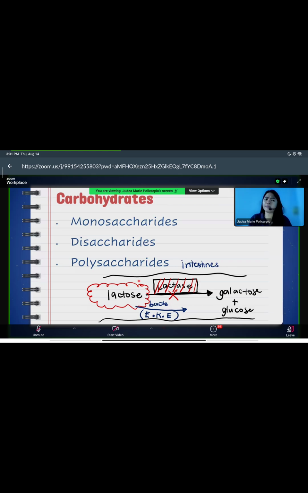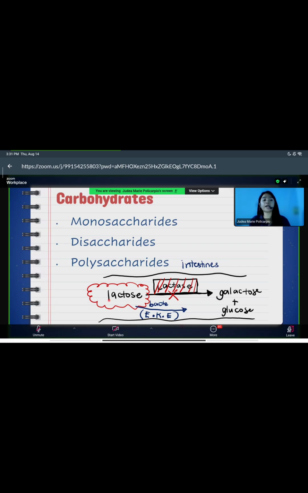So, ma'am, akala ko ba ang nakakain lang ng cell ay glucose? Ang nako-convert lang ng cell into energy, glucose, ma'am. So, ma'am, paano natin china-chop-chop yung mga kanin, yung mga tinapay na kinakain natin? How do we convert them into monosaccharides para ma-convert ng mga cells natin into energy?